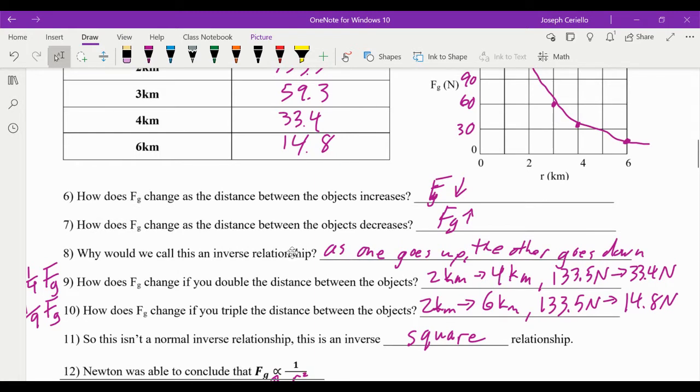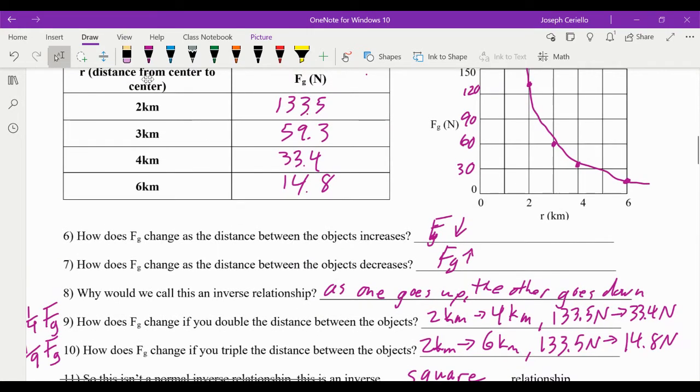Now, why is this an inverse relationship? Because one goes up, the other goes down, and vice versa. So how would the force of gravity change if you double the distance between the objects? Well, we know it's going to go down, but how does it change? A lot of people's knee-jerk reaction is, oh, double the distance, you must cut the force in half. Well, let's check out our data.